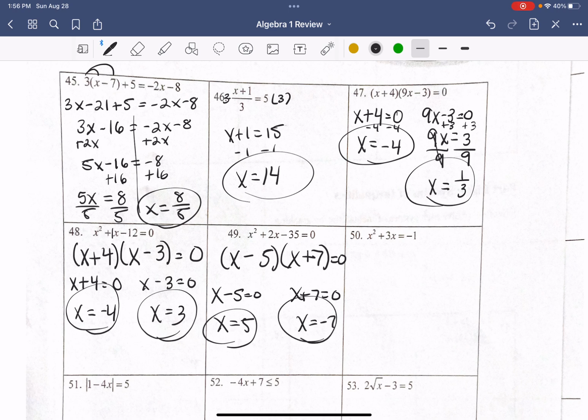Okay, for number 50, this one is a little tricky. We are going to use completing the square to solve this.